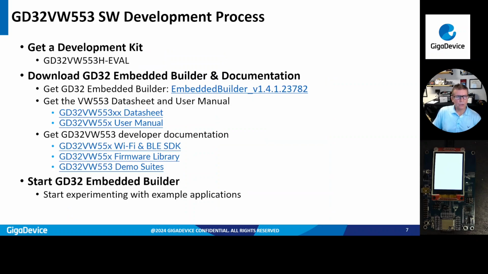So to get started developing with the VW553, I would suggest that you get the eval kit and download Embedded Builder. We also have, of course, a datasheet and user manual. There's also developer documentation that you can download. The Wi-Fi BLE software development kit is available, a firmware library, and demo suites are available as well. So we're going to go ahead and get started with Embedded Builder.